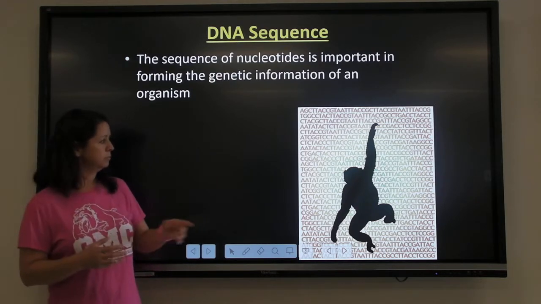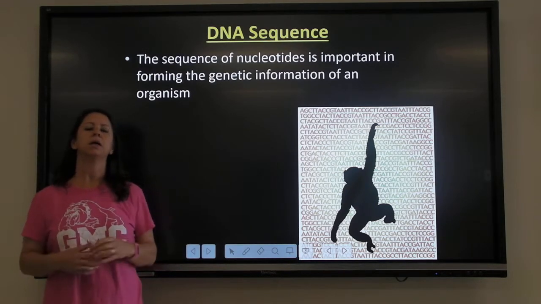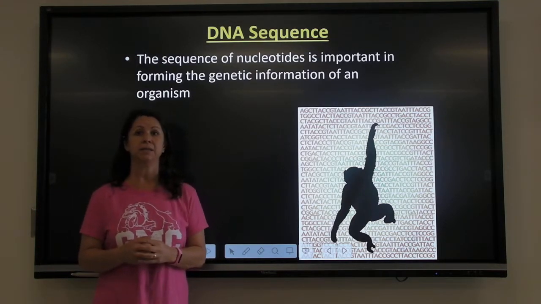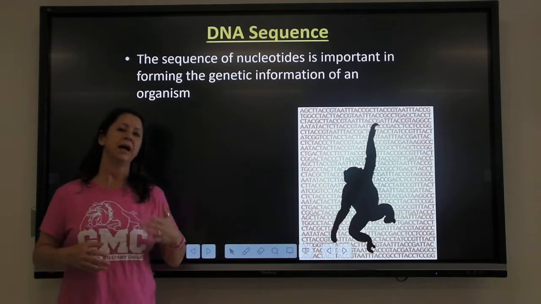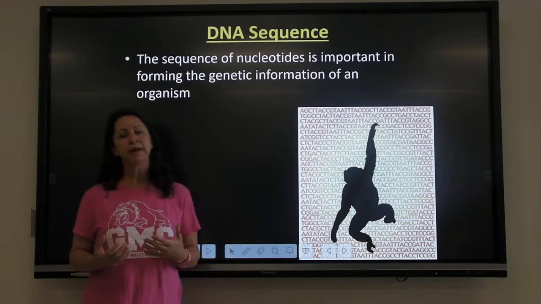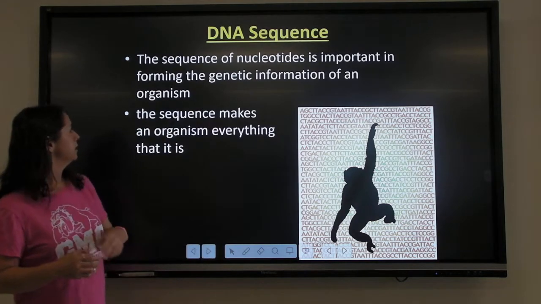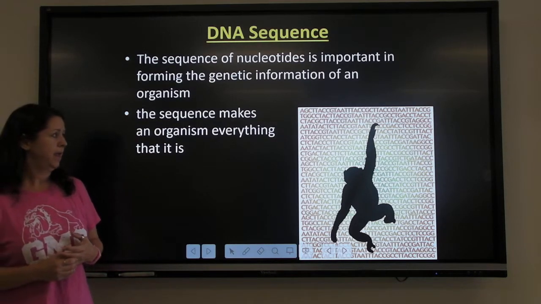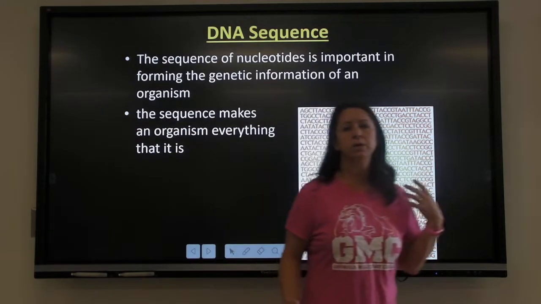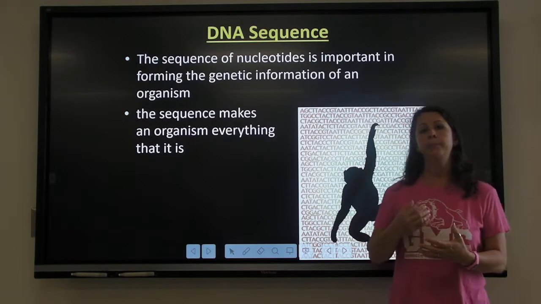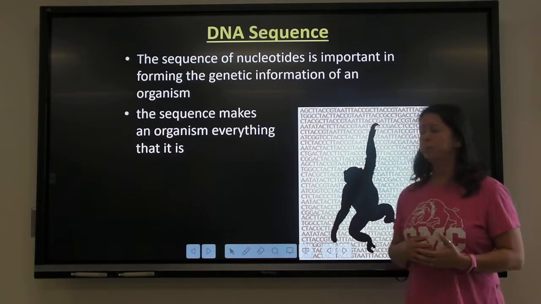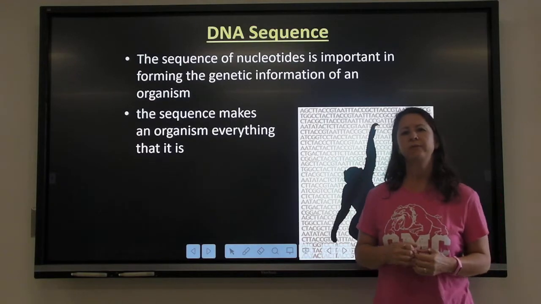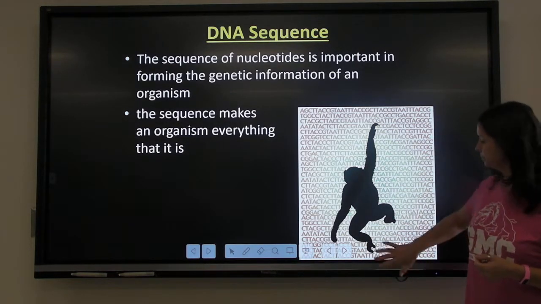So an organism is everything that it is based on that sequence. The only reason that this is a chimpanzee is because its nitrogen-based sequence tells it it's a chimpanzee. So the sequence makes an organism everything it is. And to remind you how important that sequence is, there's only a 3% difference between a chimpanzee and us as humans. Just that little tiny bit of difference can create a whole new species.